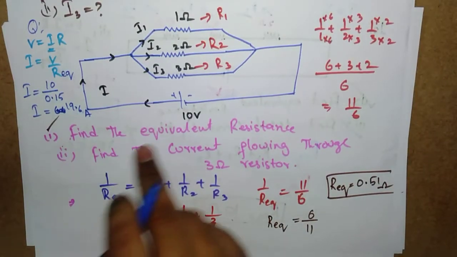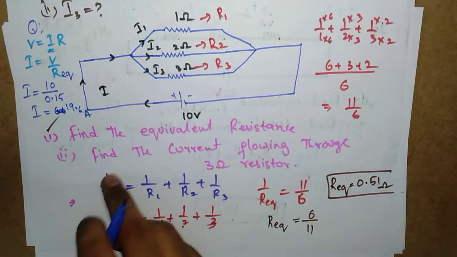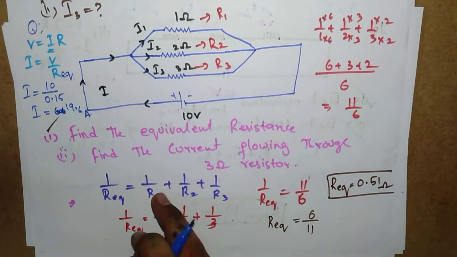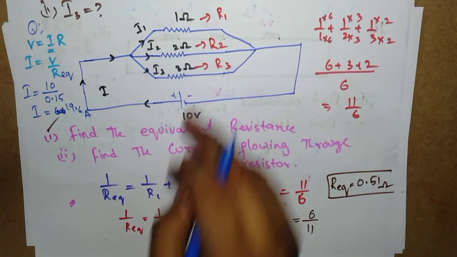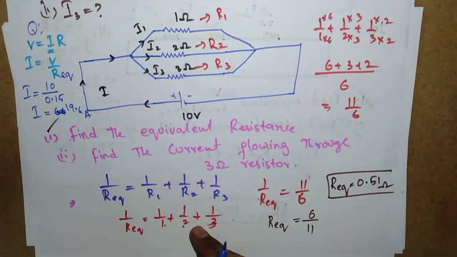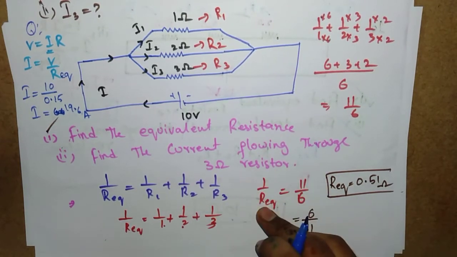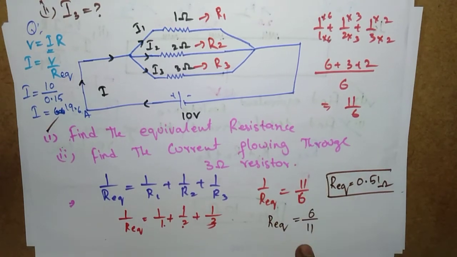The first bit was to find the equivalent resistance. The expression is 1 by R equivalent is equal to 1 by R1 plus 1 by R2 plus 1 by R3, so 1 by 1 plus 1 by 2 plus 1 by 3. I simplified this and got 11 by 6. Then I flipped 1 by R equivalent to get R equivalent, and it also got flipped to 6 by 11, which is nothing but 0.51.